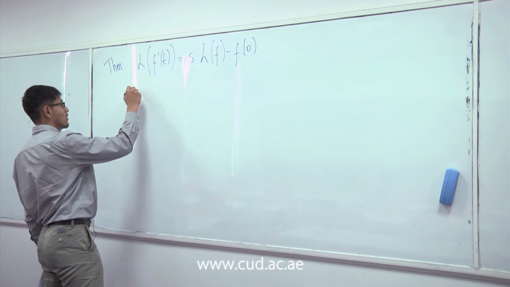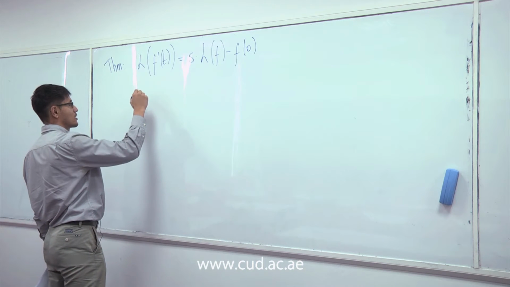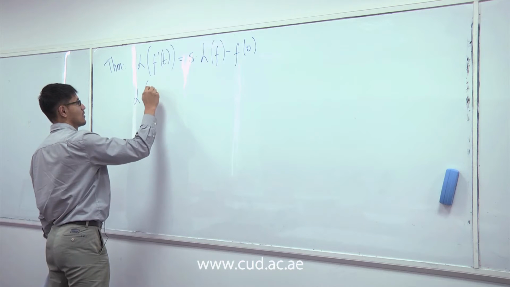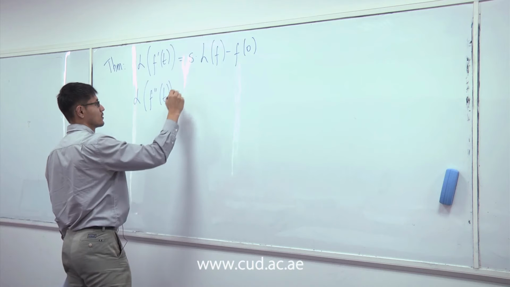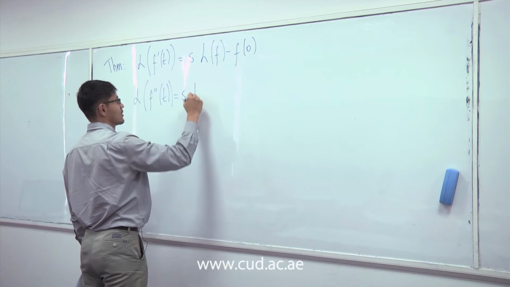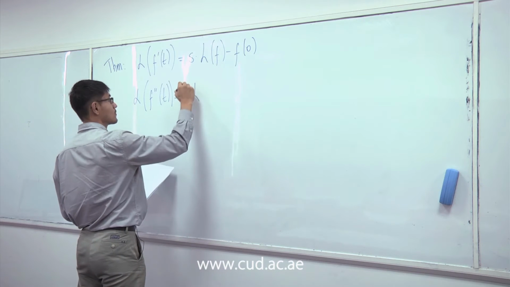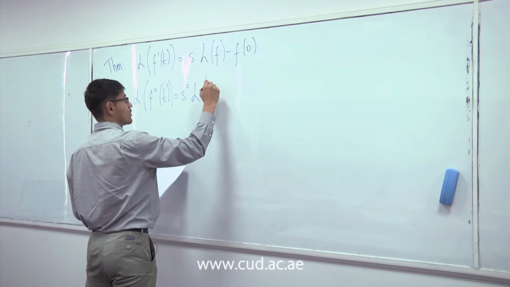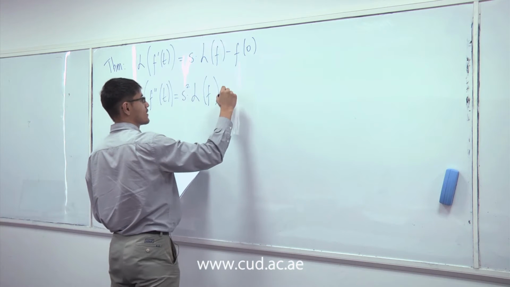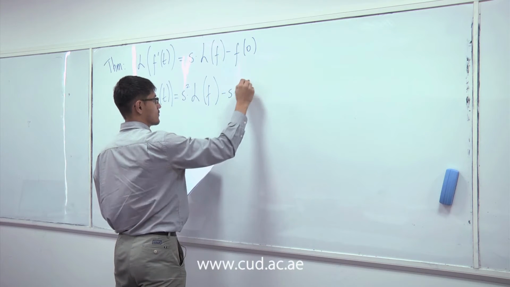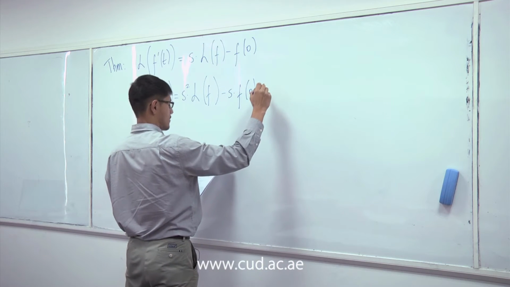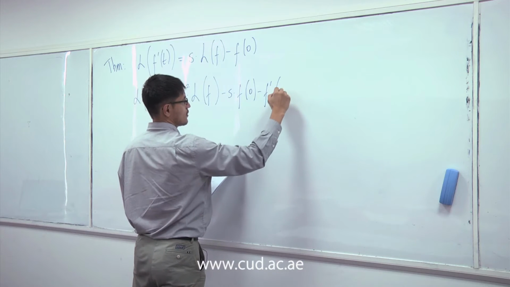And the second rule that we need is Laplace transform of the second derivative is equal to s squared times Laplace transform of the function minus s times f of 0 minus f prime of 0.